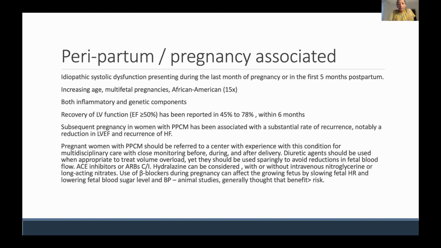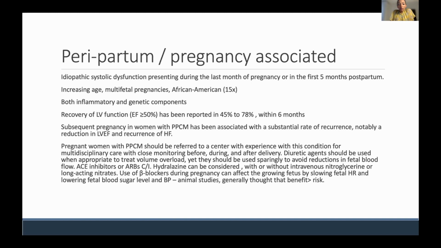Medication management is a little tricky in these patients because of the associated risk to the fetus. Diuretic agents should be used when appropriate to treat volume overload, but they should be used sparingly to avoid reductions in fetal blood flow. Can lead to oligohydramnios over time. ACE inhibitors, ARBs are contraindicated. Hydralazine can be used, nitrates can be used.